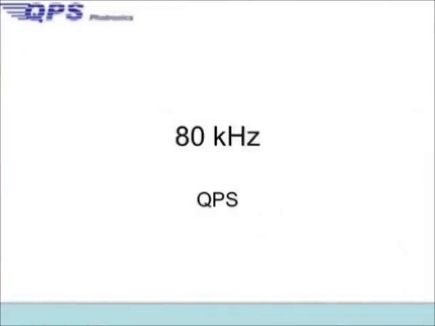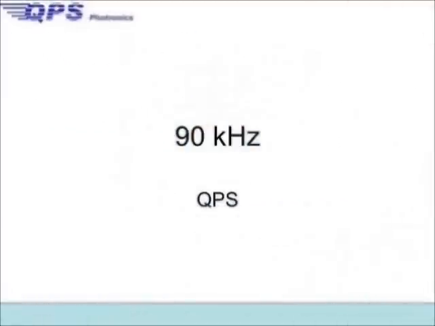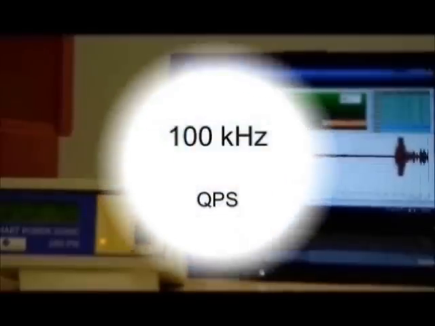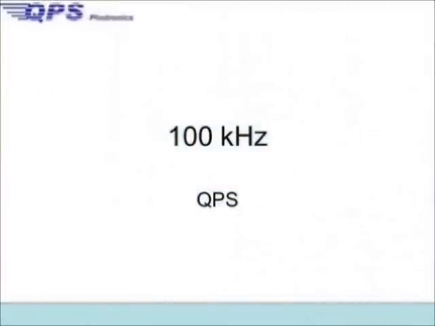At 80 kHz, there are fewer reflected peaks. At 90 kHz, the signal response actually becomes stronger. It shows near saturation. At 100 kHz, it looks like there's still a chance of reflection.